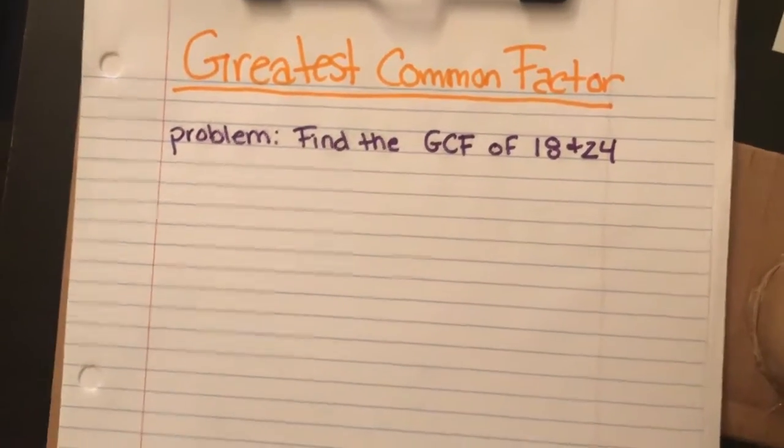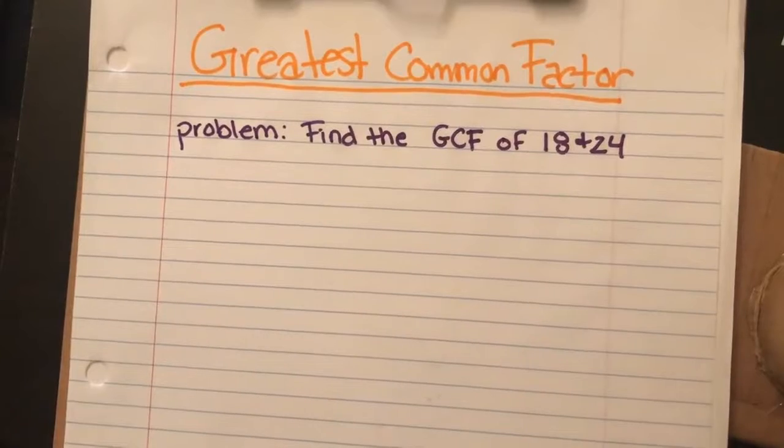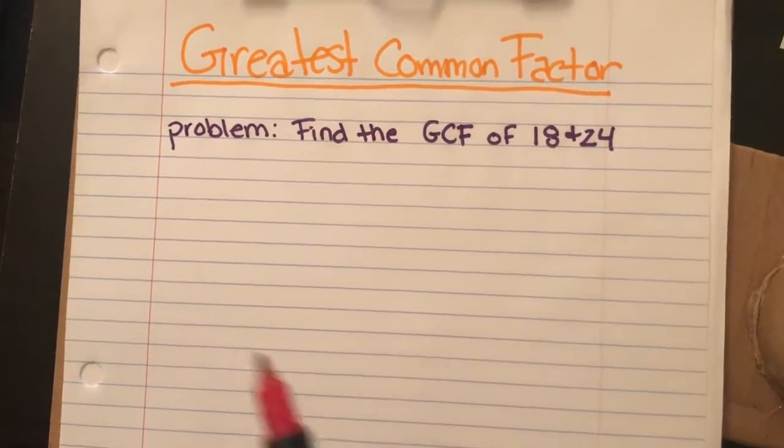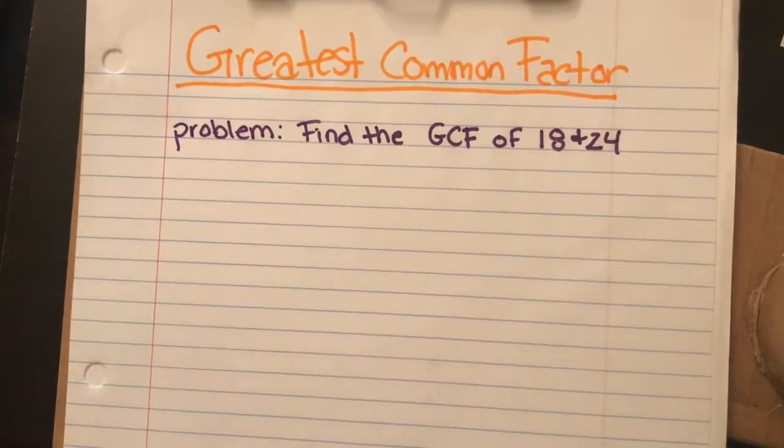So factors are numbers that multiply together to create another number. So like 2 and 3 are factors of 6 because 2 times 3 equals 6. And you can think of factors as the factor ninja that's chopping up numbers into their factors.